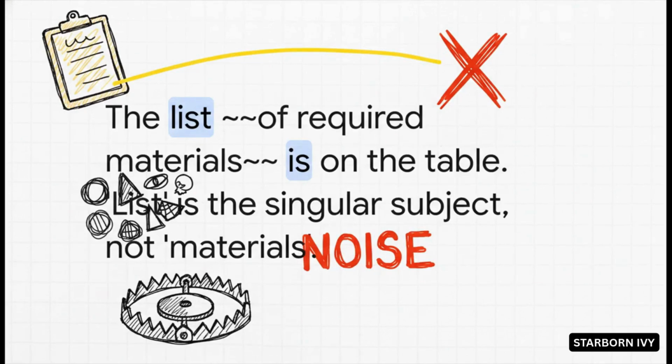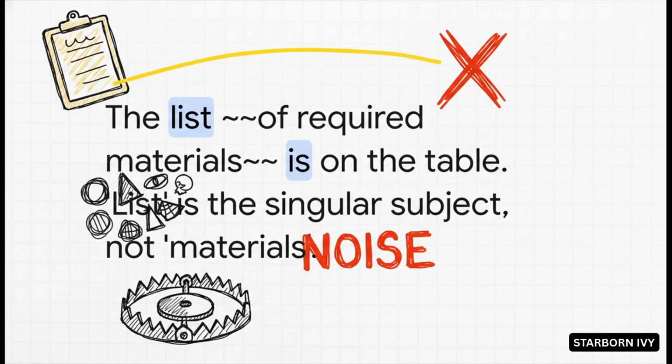And boom, here's the trap revealed. See, the SAT puts the plural word materials right next to the verb, and it's hoping your brain just makes that quick connection. But materials isn't the subject at all. That whole phrase of required materials is just noise. It's a distraction. The real subject is list, which is singular. So the verb has to be is.